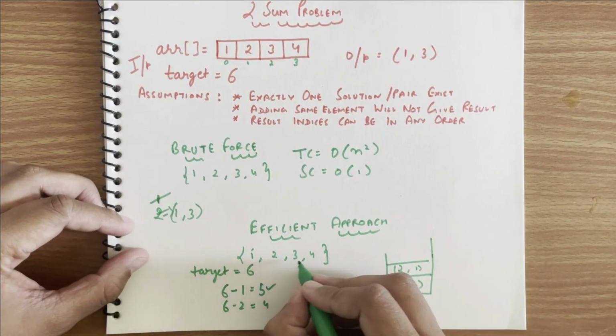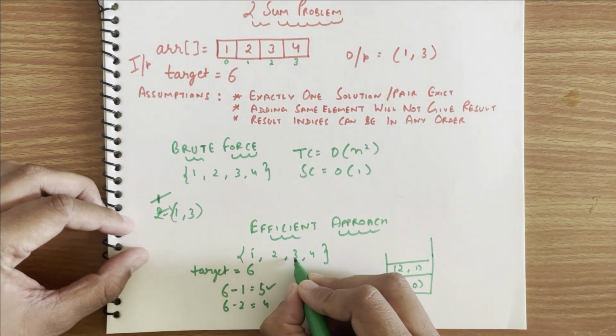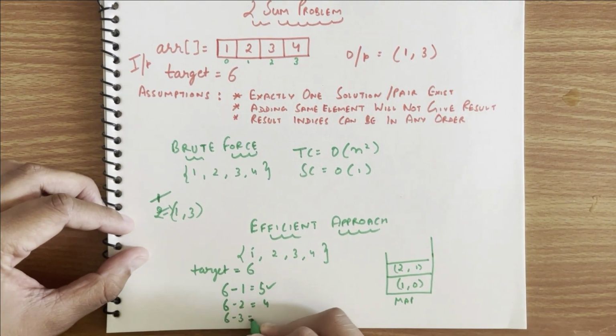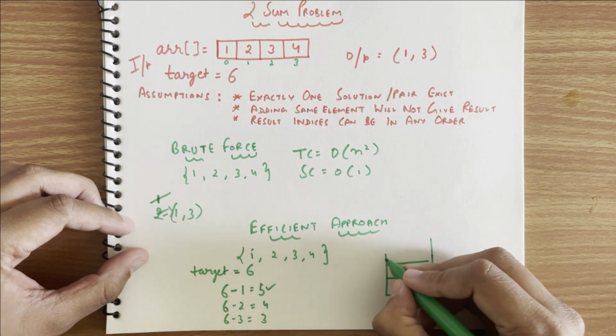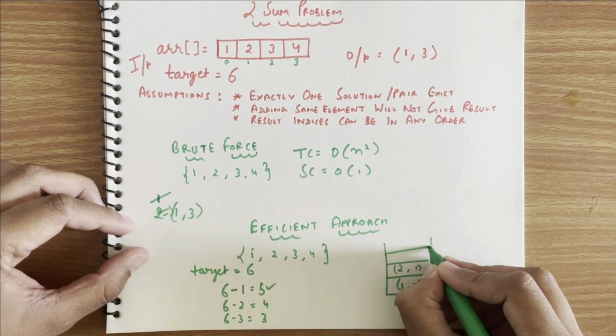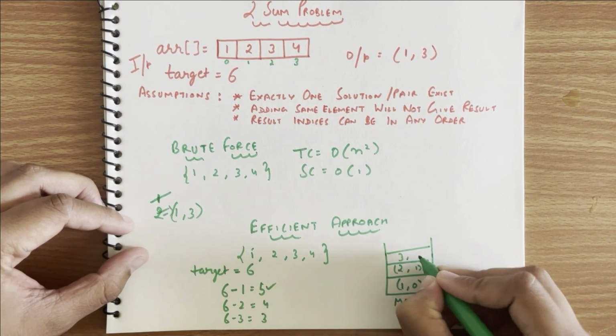Then we will move on to the next element, which is 3. We will check: 6 minus 3 is equal to 3. Does 3 exist in the hash map? No. So we will store 3 comma 2.